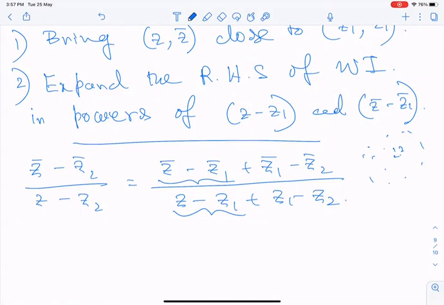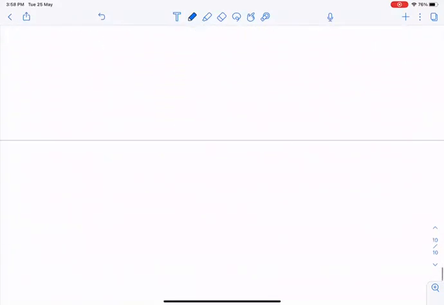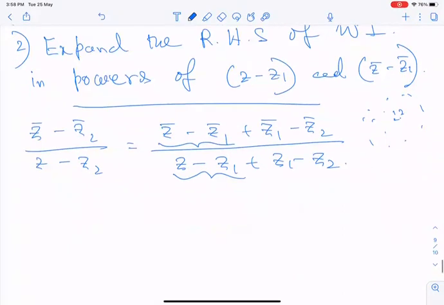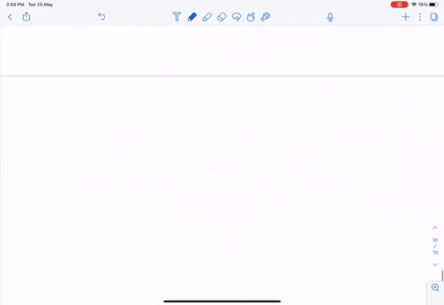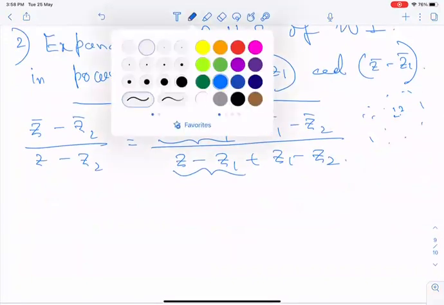So you can just take this thing outside and expand it in powers of both, since both are small. You just have to do a double expansion in terms of z bar minus z bar 1 and z minus z1. You do it for each term, and what you will be left with can be written in this particular form, and then I'll try to explain how this looks.